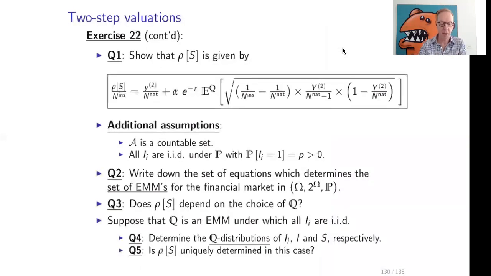Okay. Let us now have a look at the next question, question 3. The question is now, does rho S depend on the choice of Q? So our rho S is given here. It's an expectation under Q of a term that contains Y2 and also Y2 squared. So the question is, does the choice of Q give another value for rho of S? That's the question.